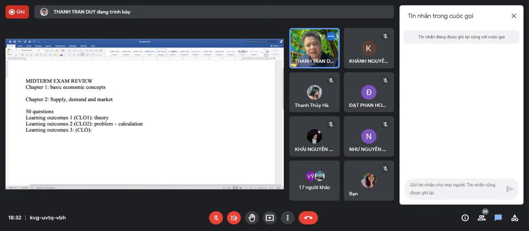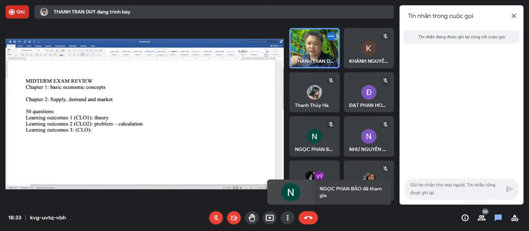If you log in by Hcmut account, I don't have to admit you. But if you log in by Gmail, I have to admit you, so next time when you log in, use Hcmut account.